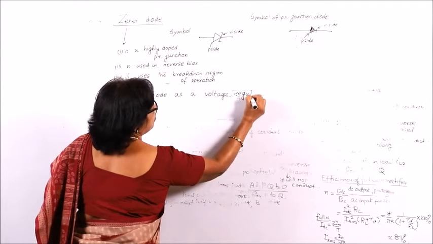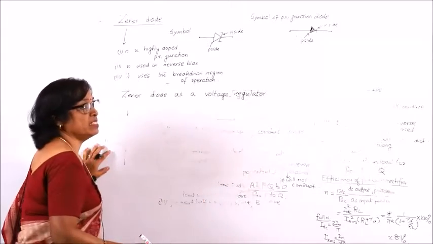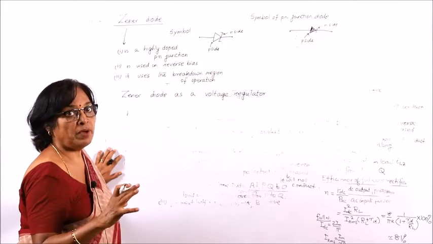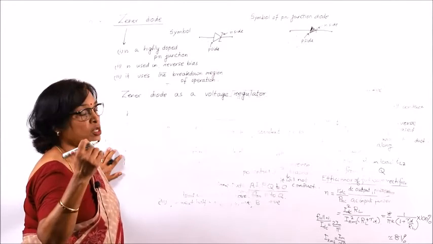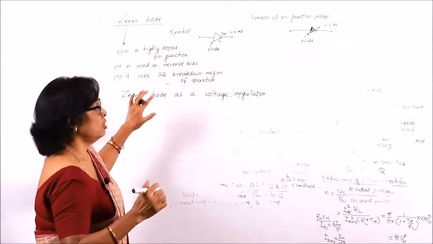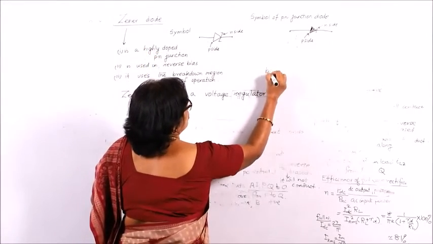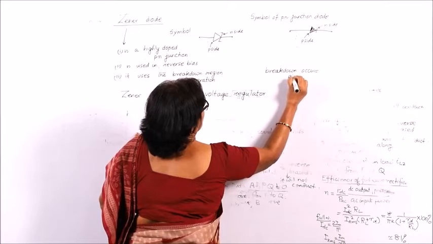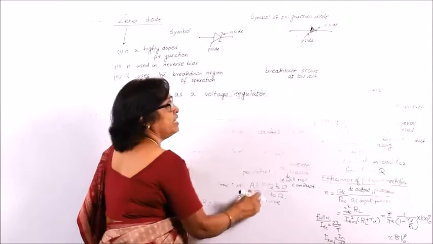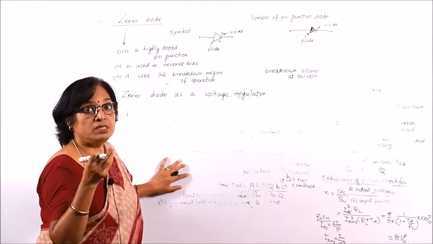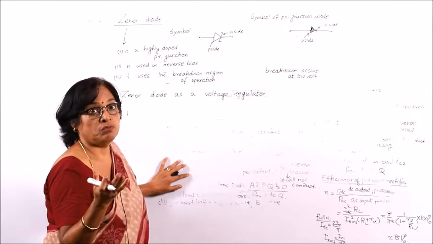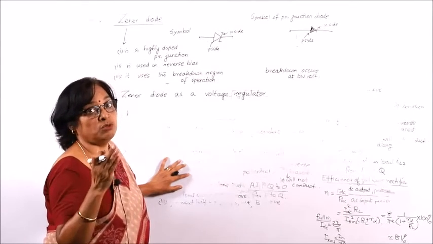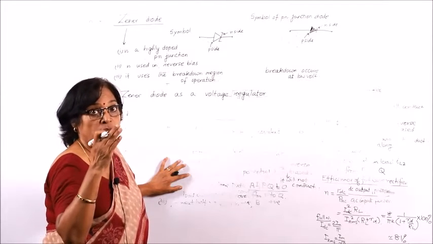Because the voltage remains constant in reverse bias at breakdown, a Zener can be used in reverse bias in any circuit and the voltage will remain constant. Because it is highly doped, the breakdown occurs at low voltage. In the market, if you buy a Zener diode, the shopkeeper will ask you how many volts, 5 volt, 6 volt, 10 volt. That is the voltage at which the voltage will remain constant.